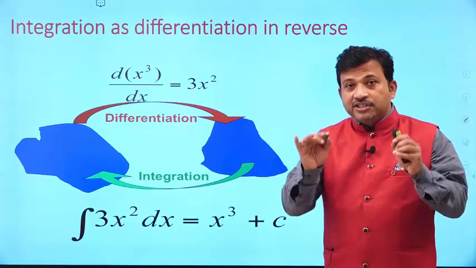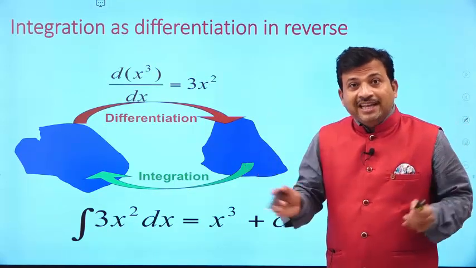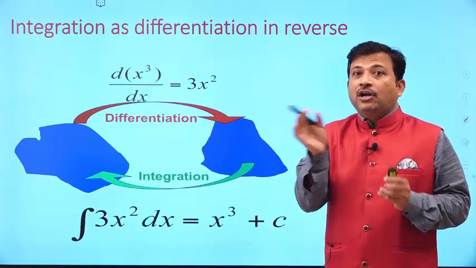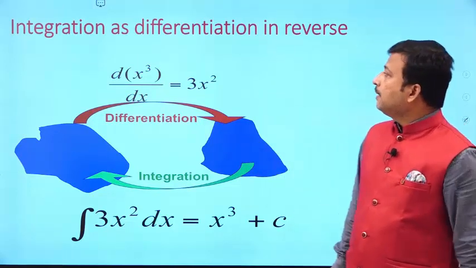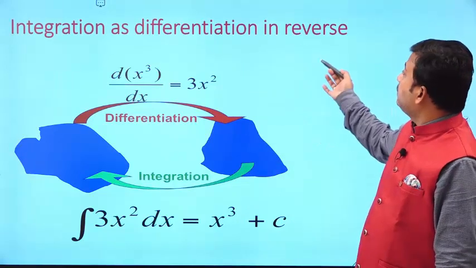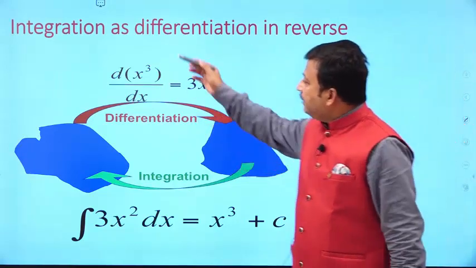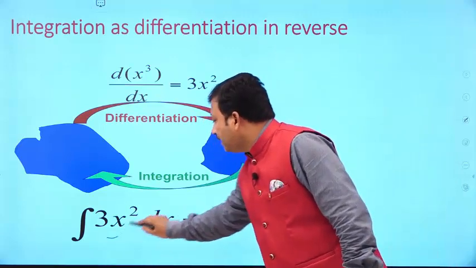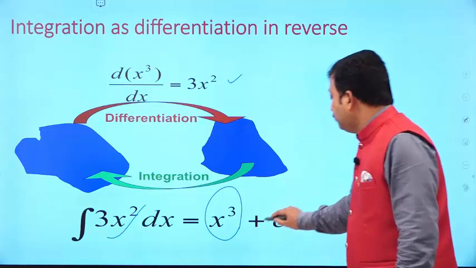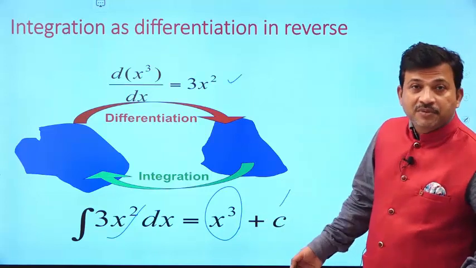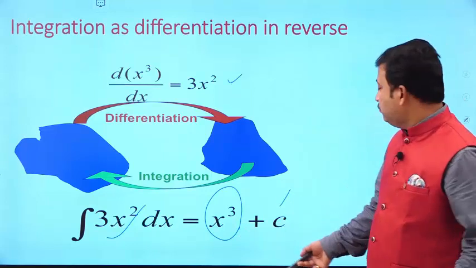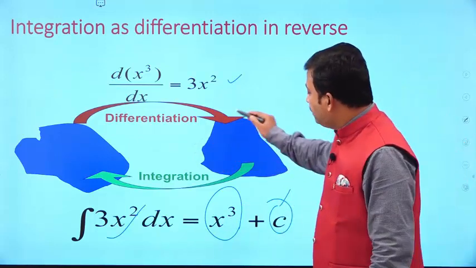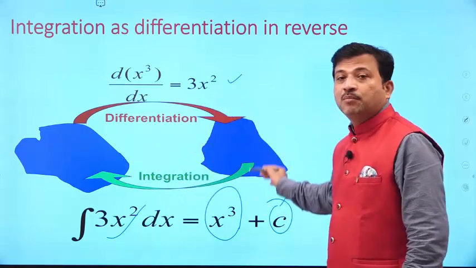Integration and differentiation are just like two sides of a coin. They are attached to each other. See here: the derivative of x cube with respect to x is 3x square. And the integration of 3x square dx is x cube plus a constant c. The constant c may be 0, maybe 3, maybe 100. That is why we write c. This is the arbitrary constant. So differentiation and integration are just opposite.